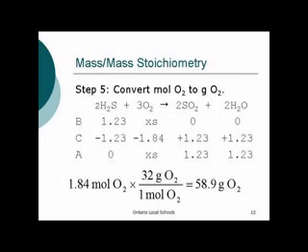The last step is to convert the moles of O2 to grams of O2 because that's what the problem asks for. So I have 1.84 moles of O2. I know that from my BCA table. That's how much I needed to use to completely react the H2S. So I take my 1.84 moles of O2 and I multiply it times my conversion factor or equality that relates grams of O2 to moles. So 1.84 moles of O2 times 32 grams of O2 over 1 mole gives us 58.9 grams of O2 are needed for this reaction. So that is how you do mass-mass stoichiometry.